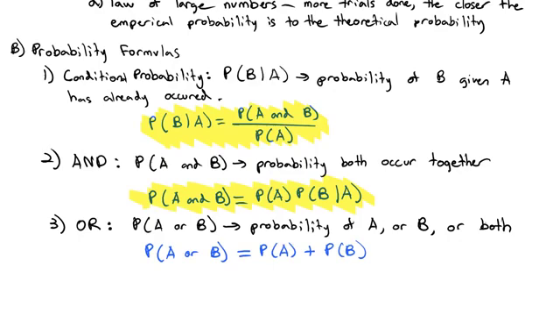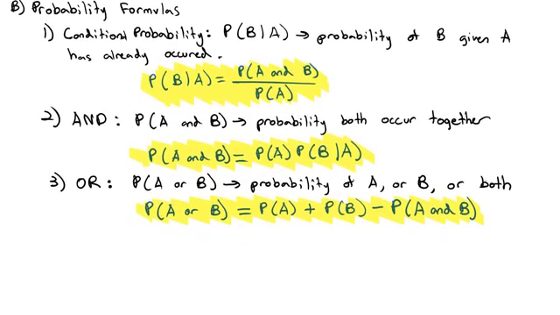The problem is this counts the AND or the overlap twice. It counts it in the probability of A, and it counts it in the probability of B. So we have to subtract off the overlap, or subtract off the probability of A and B, so it's not double counted. It's only counted once. And that gives us our formula for the OR.